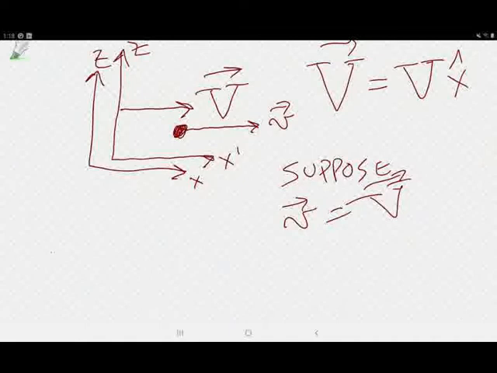All right, so if you go back and you want to look at the equations for this, in this case, how do you actually do the math of the transformation? Well, it's not very hard.